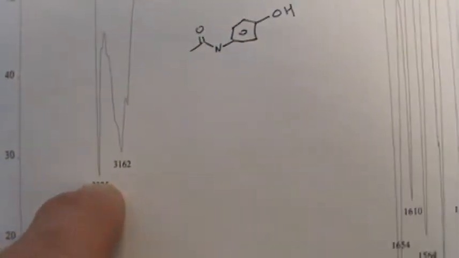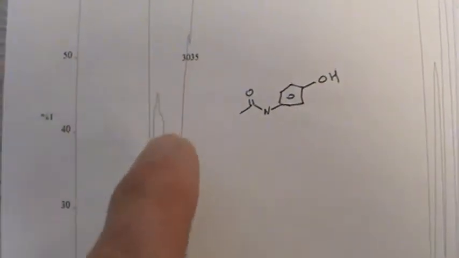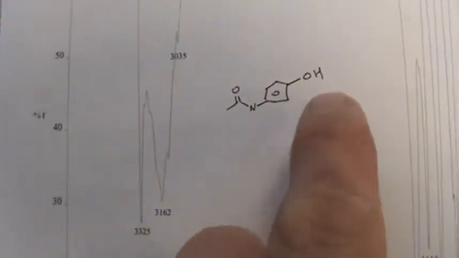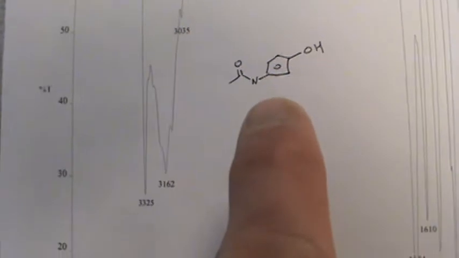Ours has a nice 3325 peak. We'll have to go on and say that the sharper peak here is most likely the NH stretch. Some of this broad structure should be associated with the OH stretch in this particular compound.